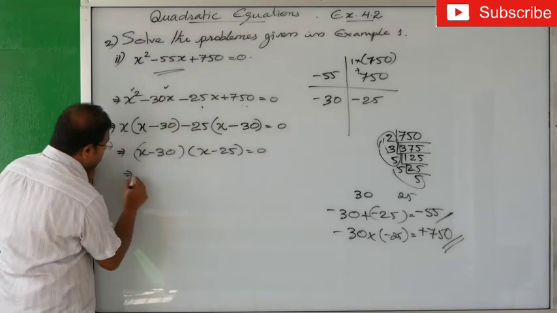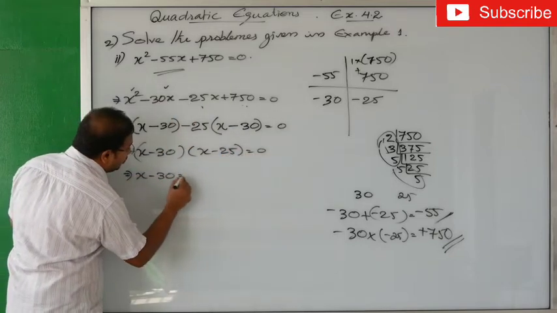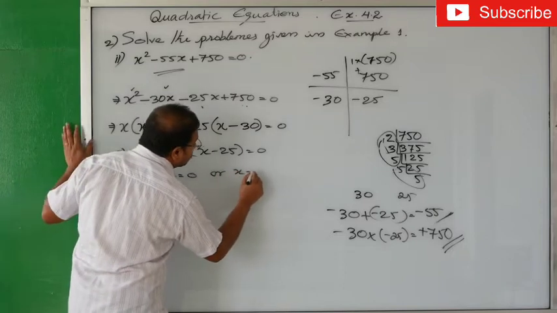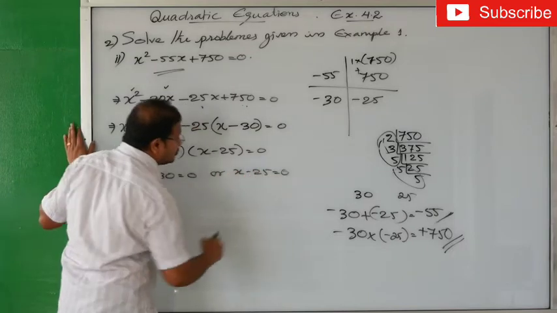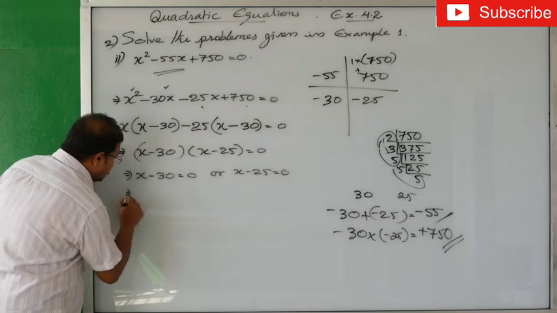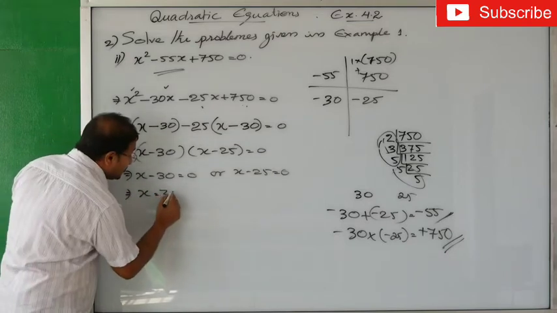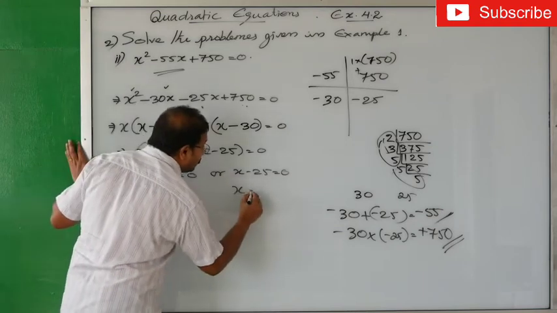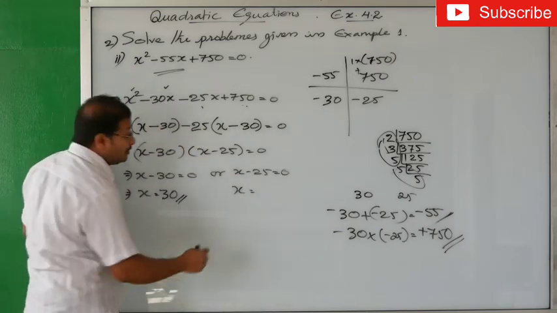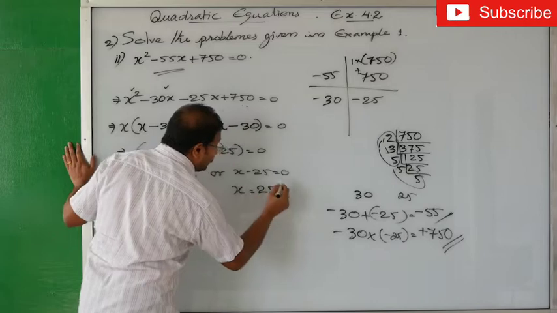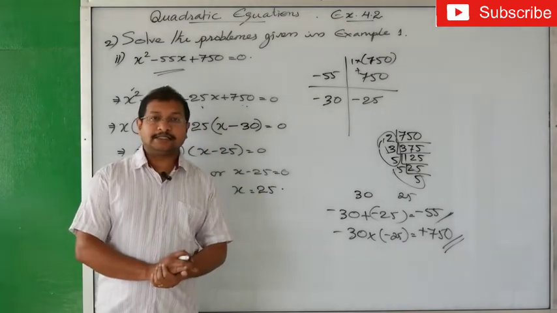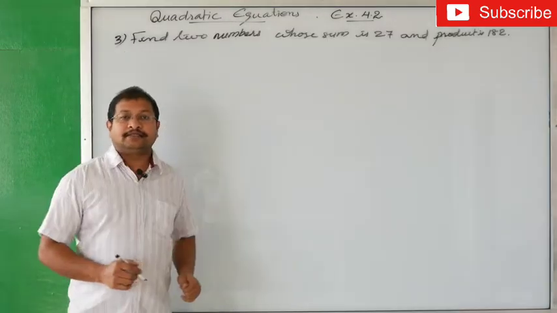This implies x minus 30 equal to 0 or x minus 25 equal to 0. This implies x equals, minus 30 goes to the next side, plus 30, and x equals, minus 25 goes to the next side, plus 25. So the answer is 30 and 25. Let's see the next question.